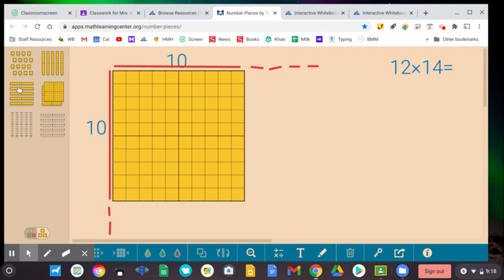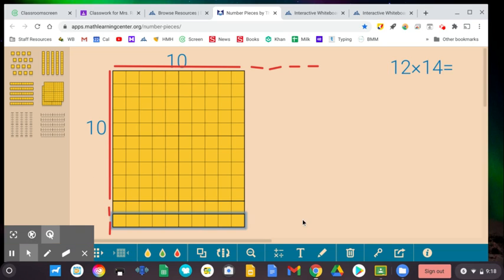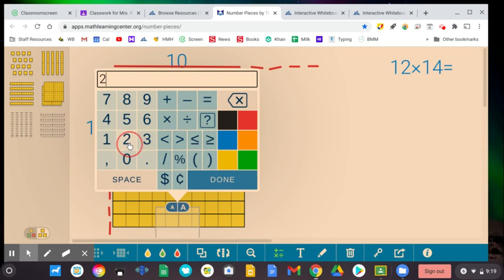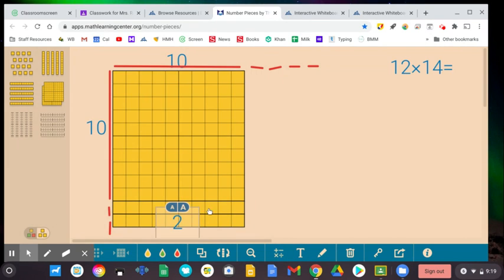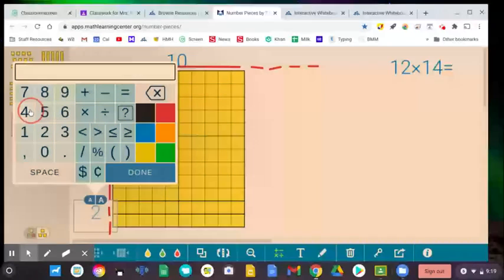So let's grab some of these. Let's put this one here, and this one here. Okay, so that gives us a 10 and 2 more. So that's a 12. Let's get a 2 down there. Put our 2 right here. Okay, now we need to put 1, 2, 3, 4 of those. Let's put a 4 up on top.